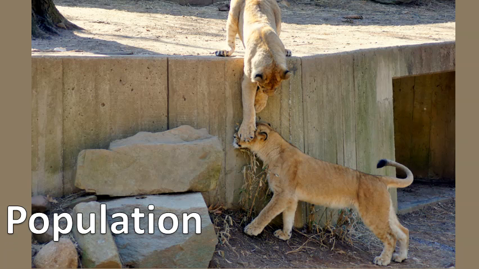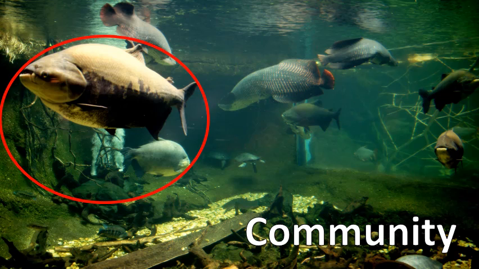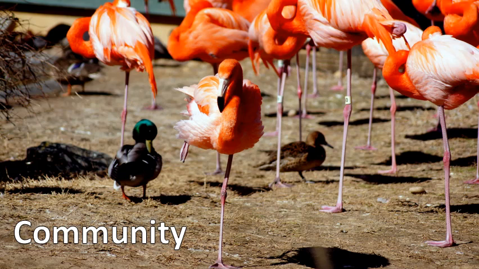a bit of both. A community is when 2 or more species inhabit the same area and interact with each other. In a community, we can observe interspecific competition. For example, how the flamingo and the ducks might compete for the same food and nesting area.